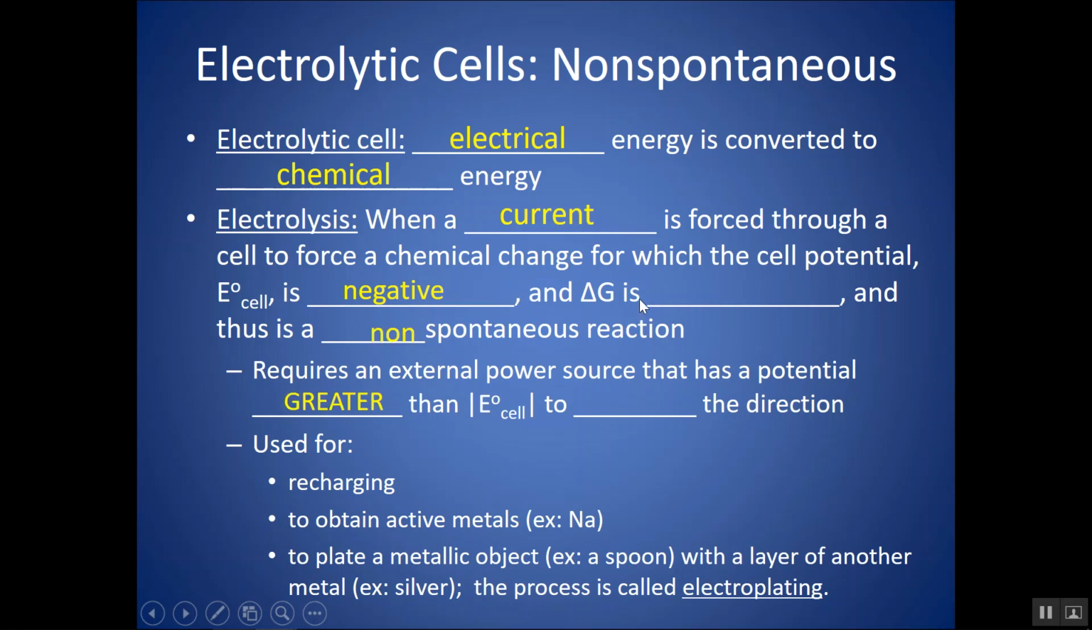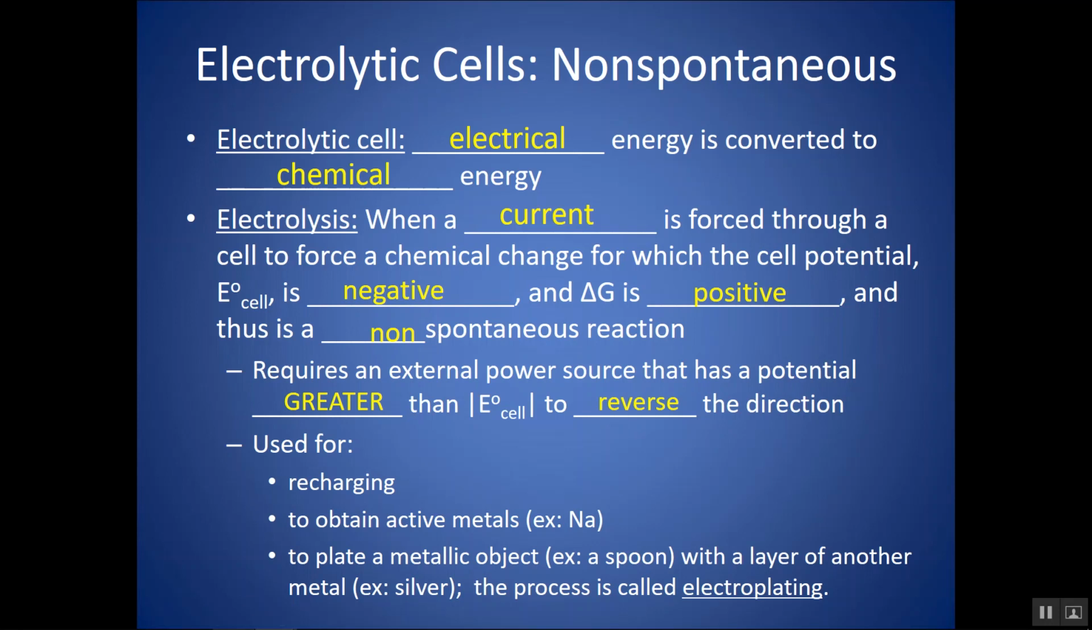The delta G is a positive number for this. So this is a non-favorable reaction. It is not spontaneous. And you need this external power source to couple along with this reaction to make it happen. So your external power source needs to have a potential that's greater than the absolute value of your cell potential. So if your cell potential is like -3, you need a battery that is 3 volts or greater in order to make this reaction happen.